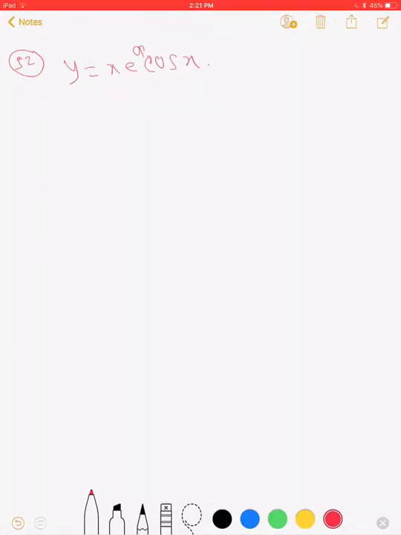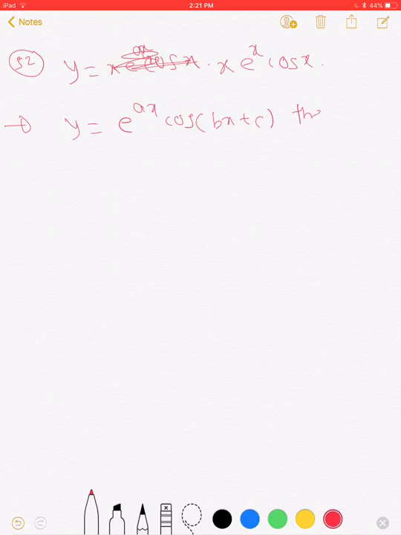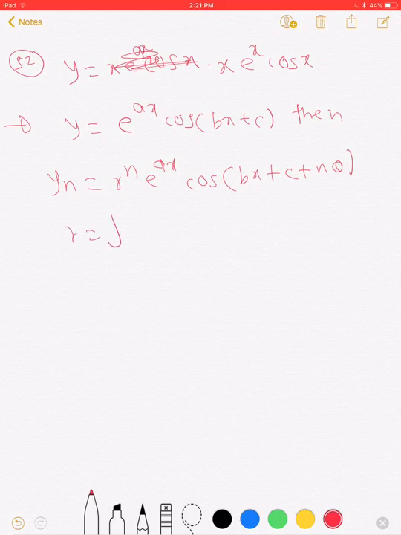So we know that this function y is x into e raised to the x into cos x. We know that if y is equal to e raised to the ax cos of (bx plus c), then its nth derivative is r raised to the n e raised to the ax cos of (bx plus c plus n theta), where r is equal to square root of (a square plus b square) and theta is equal to tan inverse of b by a.